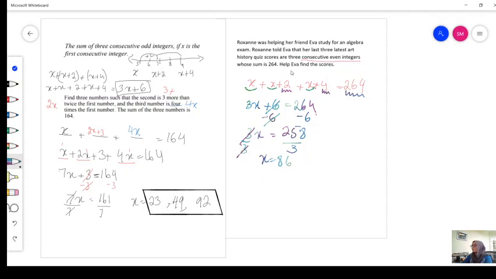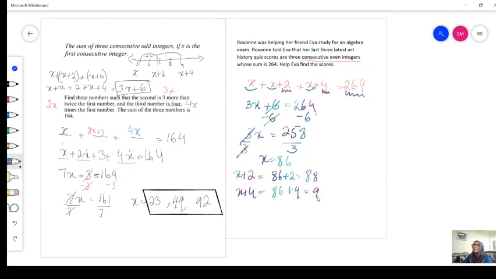Now, let's read the question one more time. Are they talking about all scores? Help Eva find the scores. So yeah, I have to find all the other 3 scores. So if the first one is x, 86, for example, the first number is 86, what is the second number? x plus 2. So add 86 with 2 will give me what? 88. Then the third number is x plus 4, and if I add 86 plus 4, it's going to give me, what is 86 plus 4?